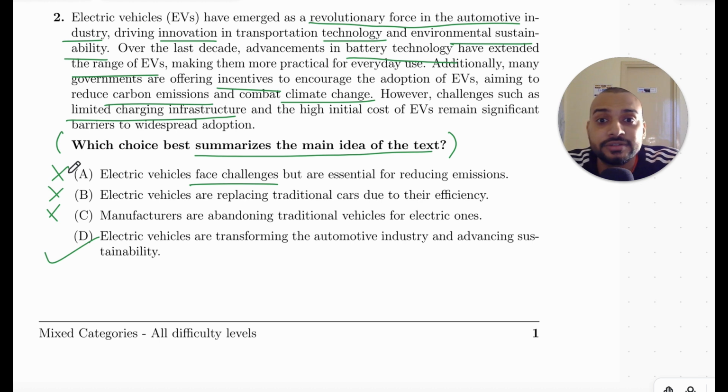So again, reinforcing the idea that the answer to the question need not be the absolute best one, but the best one from the given options. Okay. Let's go to the next one.